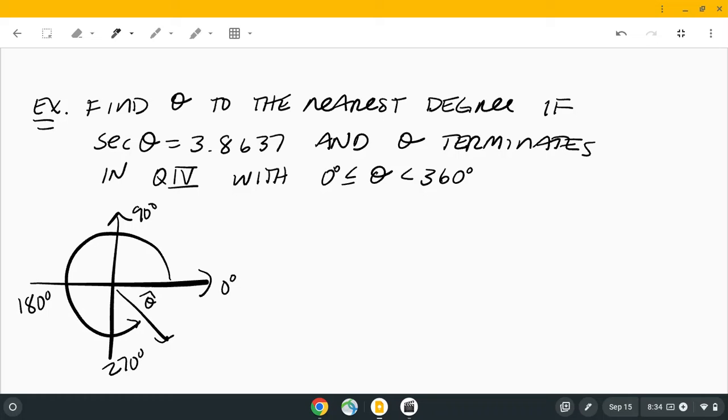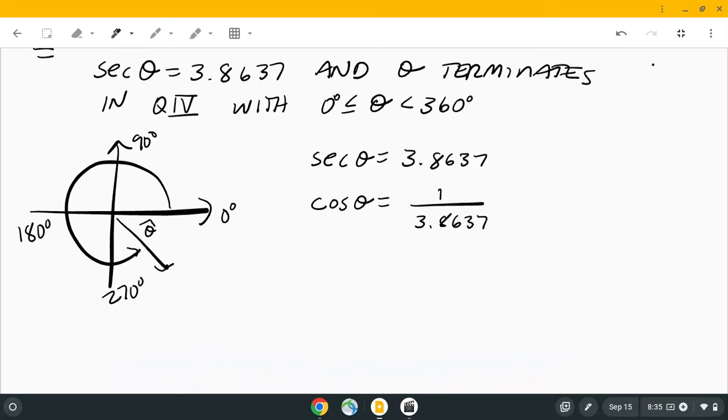We have secant theta. Okay, so here's the thing. Secant theta equals 3.8637, right? Which means that cosine theta is the reciprocal, right? So cosine theta is 1 over 3.8637. So let's just work off of that, because we don't have a secant inverse button on our calculator. Okay, so this step is important.